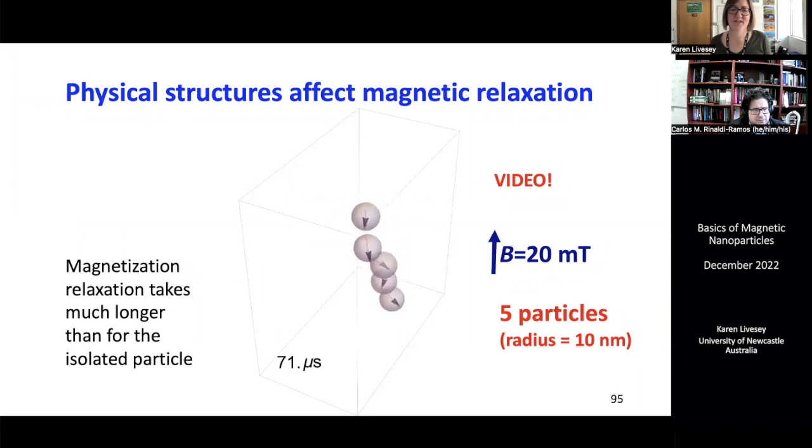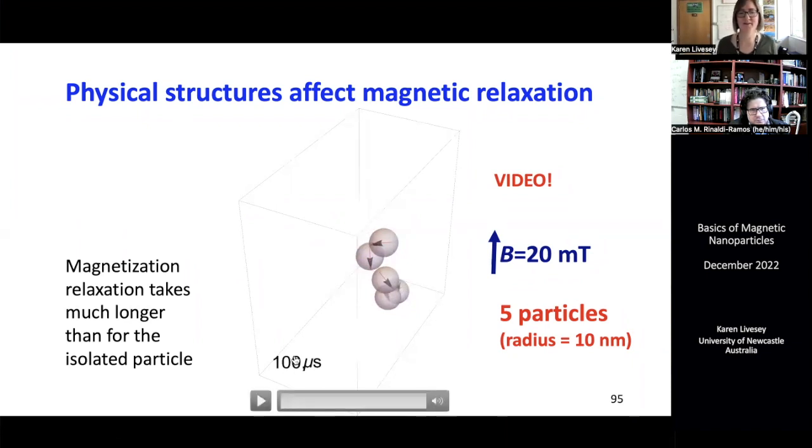Their perfect chain order has really been disrupted by the thermal fluctuations. Now, I stopped doing the simulation at 100 microseconds because I thought we'd be done, unfortunately. But you can see the relaxation still hasn't occurred, has it? They're not pointing upwards yet along the field direction. They will eventually get there, and I apologize for not running the simulation long enough.